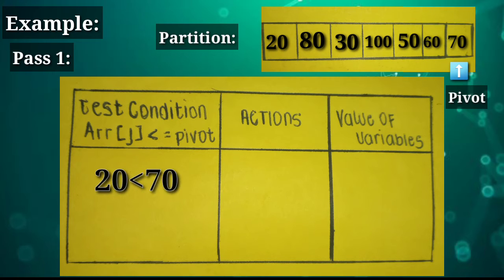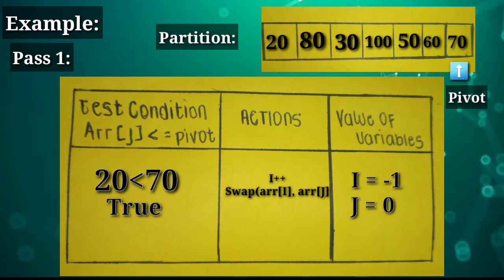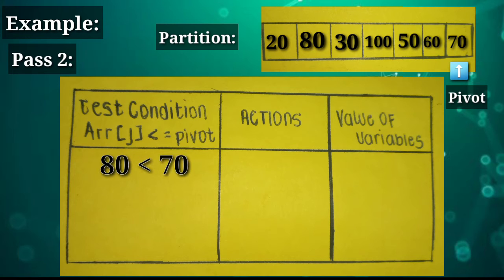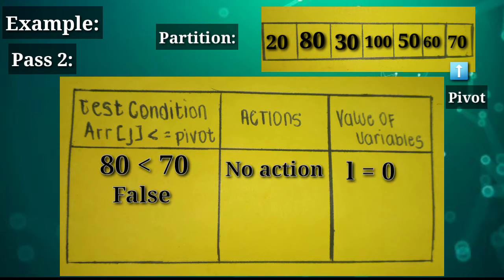So pass 1, we start the loop with initial values. 20 is greater than 70, which is true. So swap the array I and array J. So the value of I is equals to -1 and J is equals to 0. So pass 2 is 80 is greater than 70, which is false. No action, and value of I is 0, J is 1.